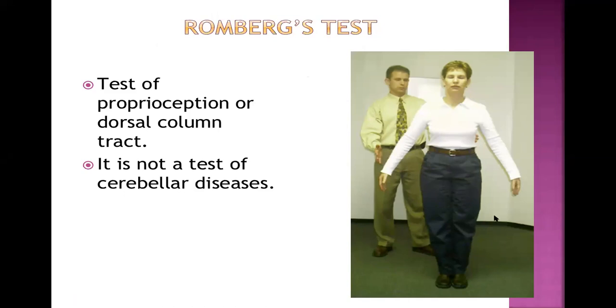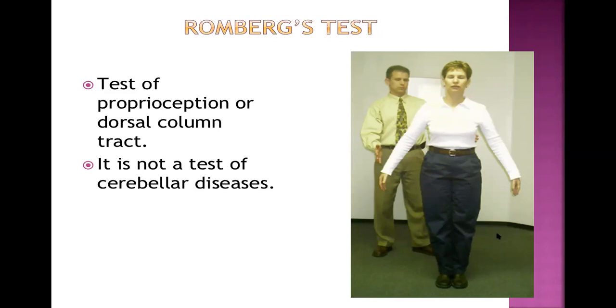Now you look for the response, what will happen to the patient. In case of a dorsal column tract lesion or disease, if I ask the patient to stand like this, the patient cannot maintain balance. The patient sways here and there, probably right and left, and may even fall. So to prevent the patient from falling, you should stand very near to the patient. That is the whole idea.